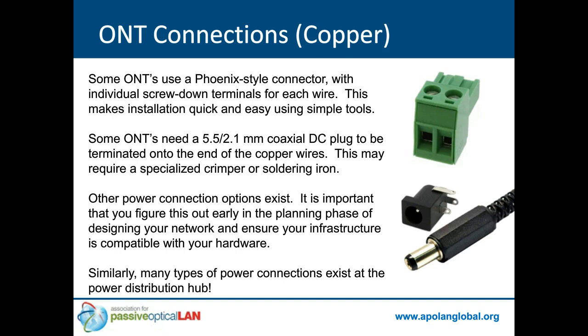And there are many other power connection options, and this is going to vary by the ONT that you choose for your network. It's important that you figure this out early in the planning phases so that you can make sure that you've got the right connectors and the right cable and that everything is compatible with each other. Similarly, back at the power distribution hub, where you have your power distribution set up, you're going to have 32 pairs of wires that are going to need to be connected to that hub using some form of a connector. And again, that's going to vary by which power distribution hub you choose.